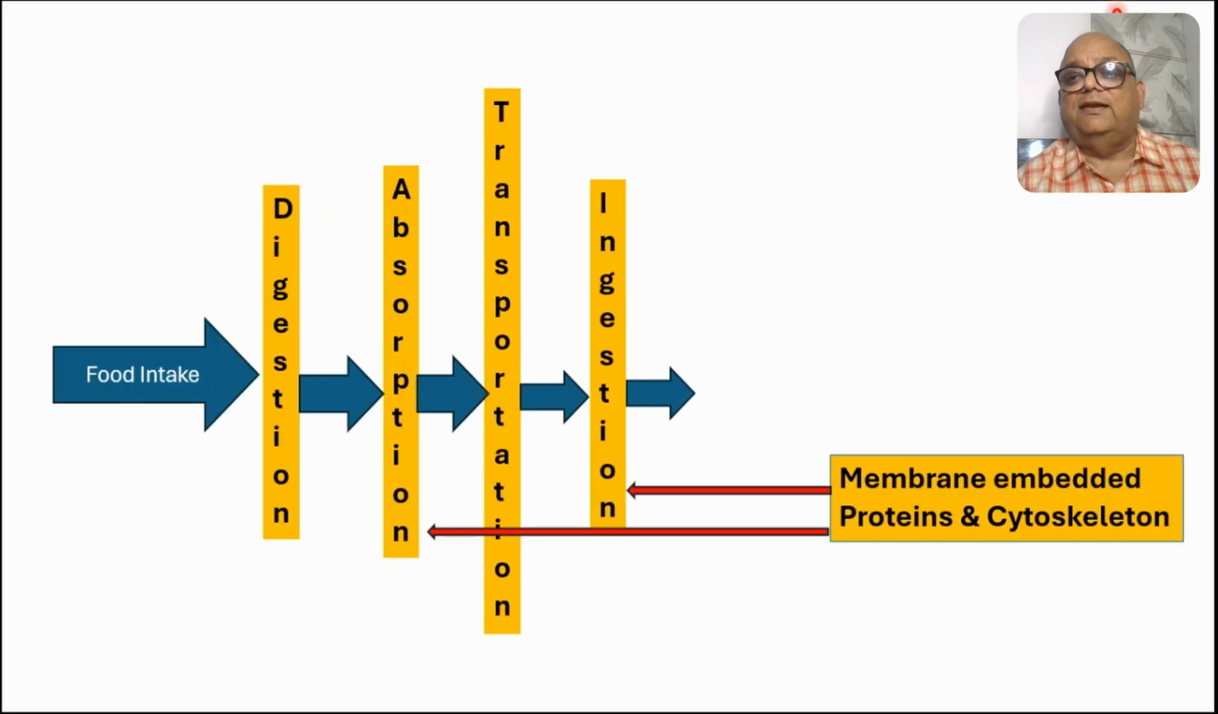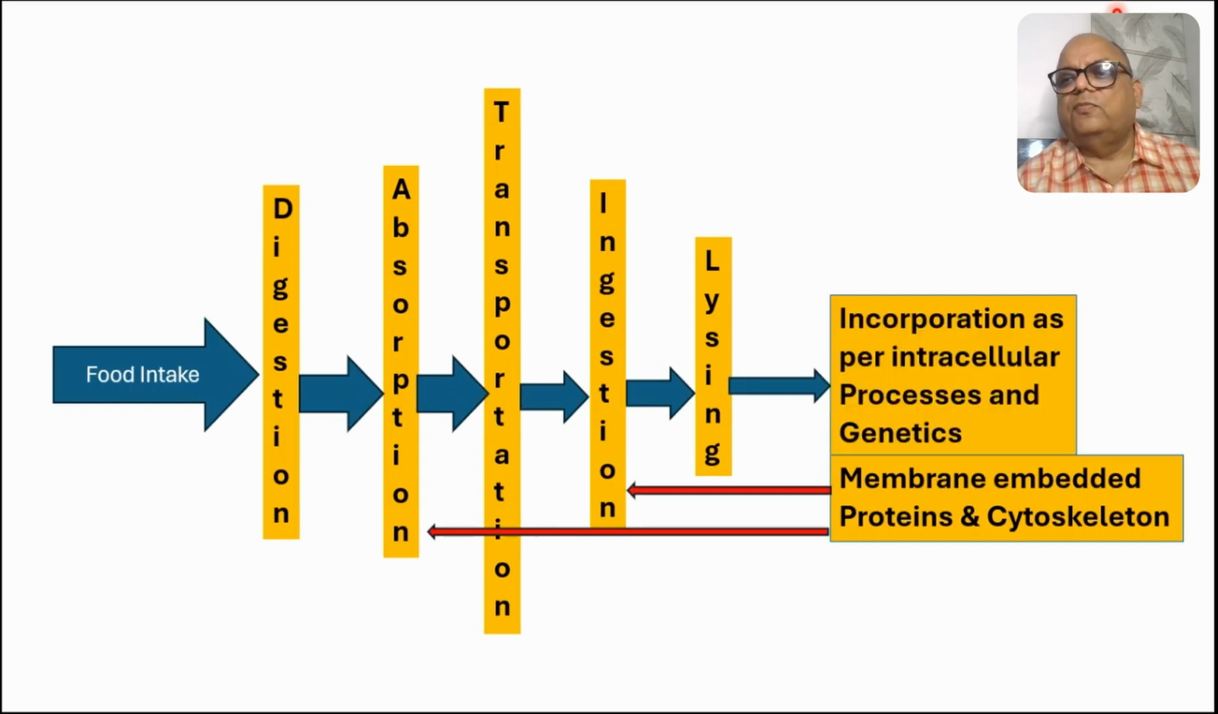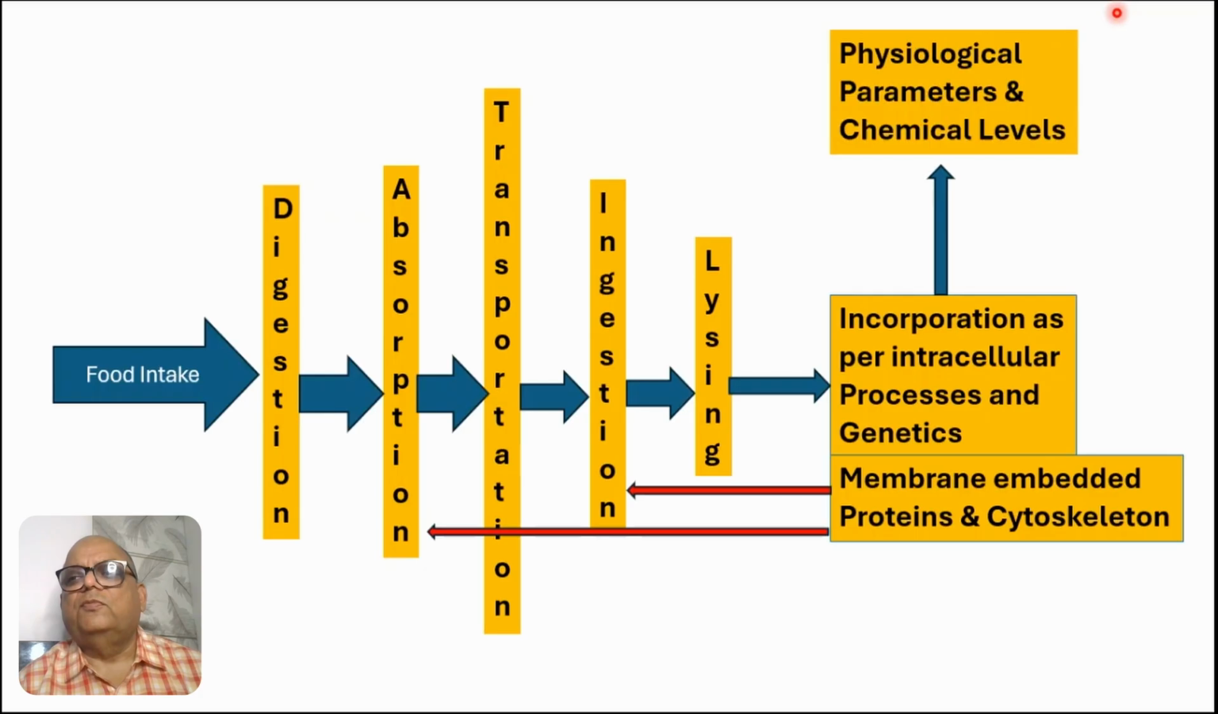Finally, whatever goes inside the cell is supposed to get lysed. With the lysosome, it gets dissolved, broken into fragments, and those fragments are used for metabolism and for synthesis of protein. That again depends on cytoskeletal intelligence, on genetic intelligence. Some part of that logic is also responsible for controlling the gross physiological parameters and chemical levels in the body outside the cell. The secretions of enzymes for digestion, the factors governing transportation through the blood, the liver, the kidney function, all get controlled with these physiological parameters.